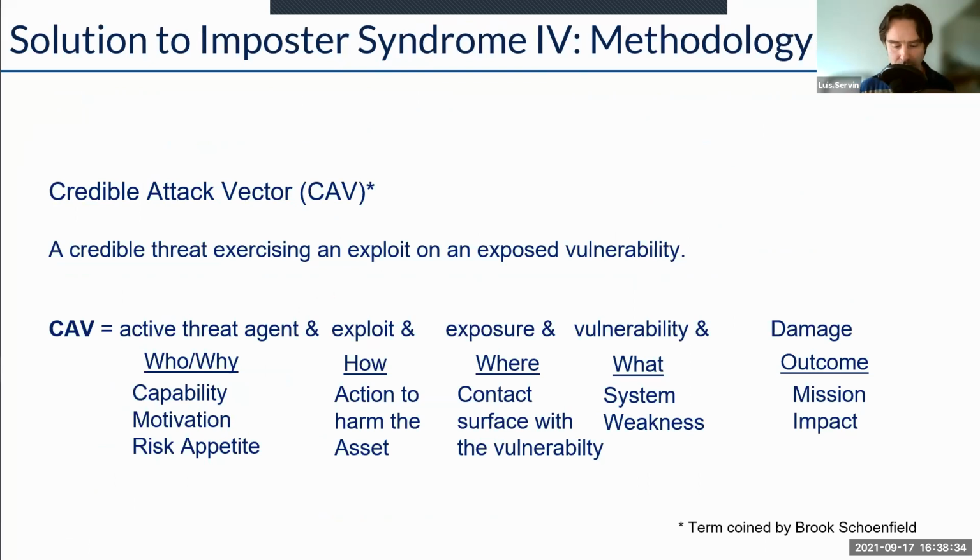And when I go back to the methodology, there is something that Brooke Schoenfeld created or coined as a term, which is the credible attack vector. And that is a credible threat exercising an exploit on an exposed vulnerability. So if we take it apart and look at it one by one, so who, with which capability, motivation, and risk appetite is how, which action to harm the asset, where does this active agent come in contact with the vulnerability?